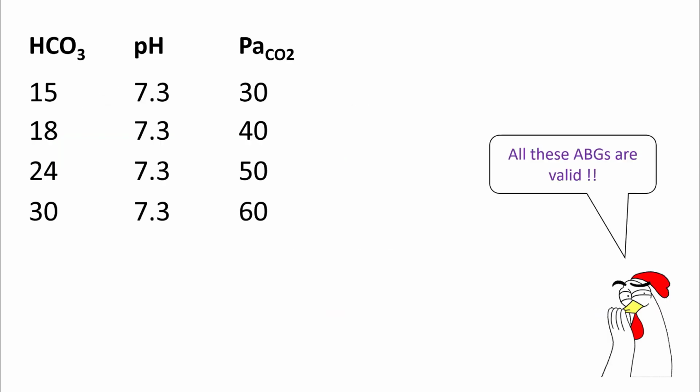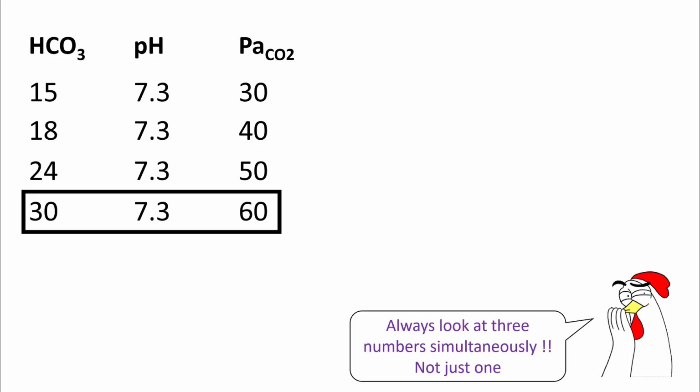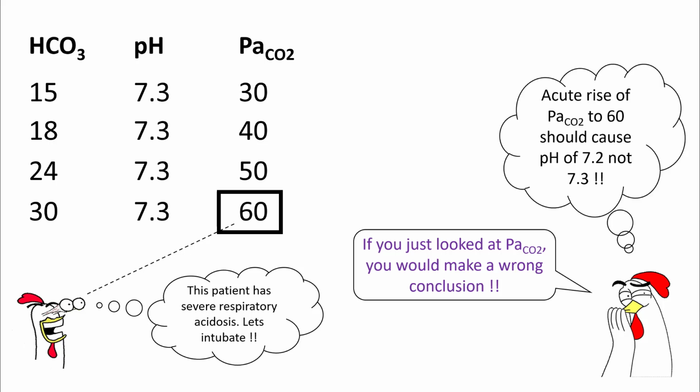So for the same pH you can have different ratios of PaCO2 and bicarb, and depending on this difference, interpretation can be dramatically different. So always look at all three numbers simultaneously when you are looking at an ABG and not just one. Say for example, you look at the last ABG and you see a PaCO2 of 60, you would assume that this is all severe respiratory acidosis and you would like to intubate this patient. However, you know that an acute rise of PaCO2 to 60 should cause the pH to drop to 7.2 and not 7.3. So this patient has something more going on than acute respiratory acidosis.